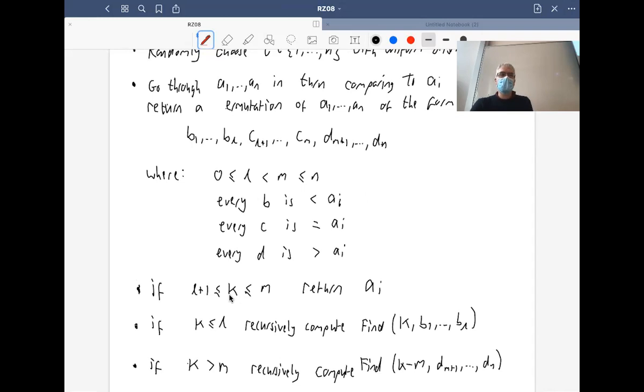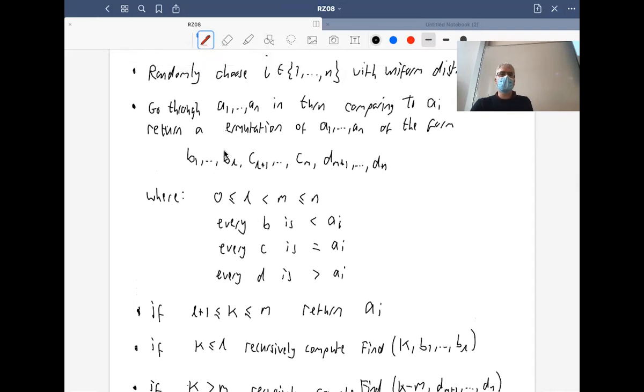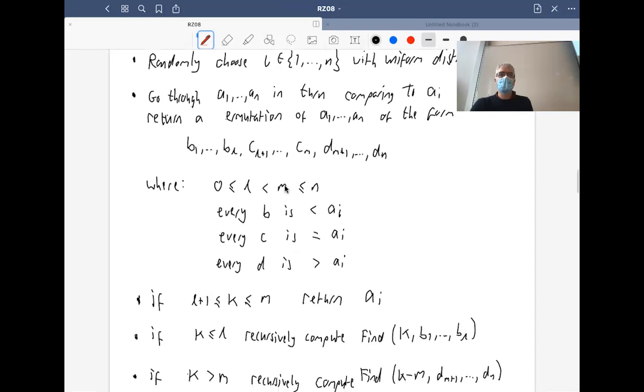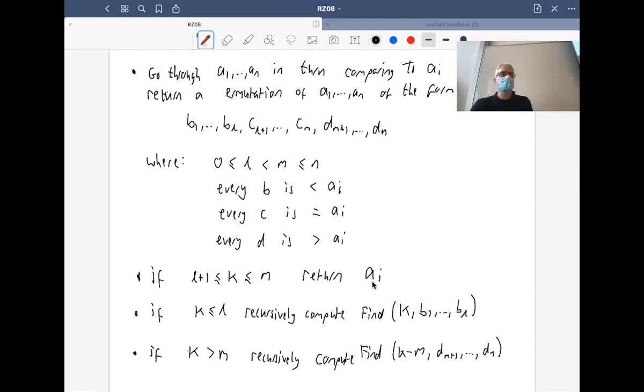And if the number k, we're looking for the kth smallest element in the list. If the number k lands in this part, if we count 1, 2, 3 up to k here, if it lands in the C part, then we know the kth smallest element is equal to a sub I. So we can return the value of a sub I.